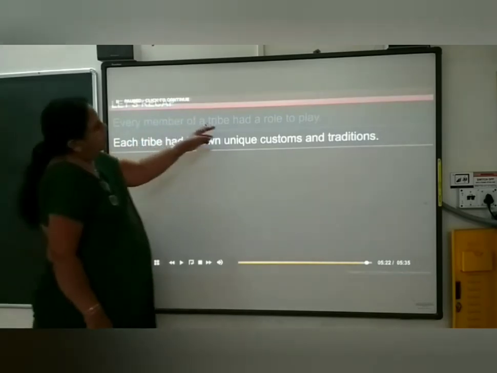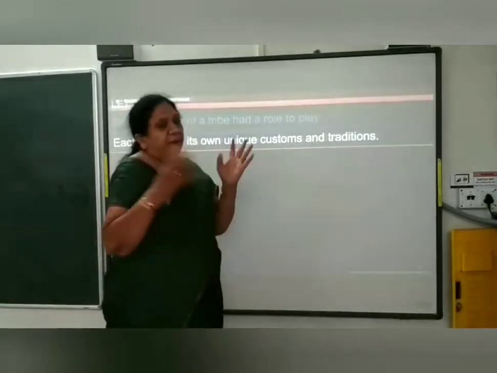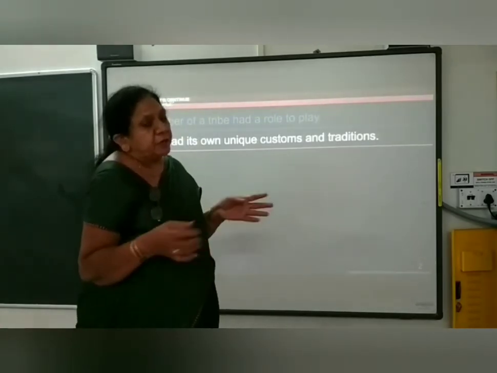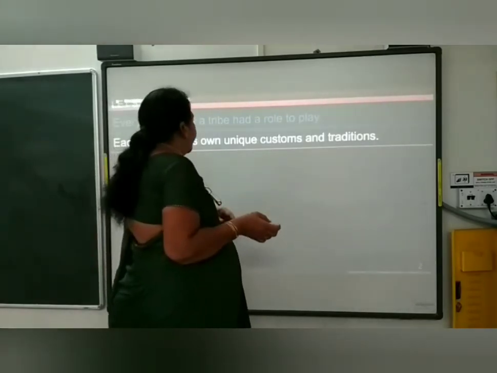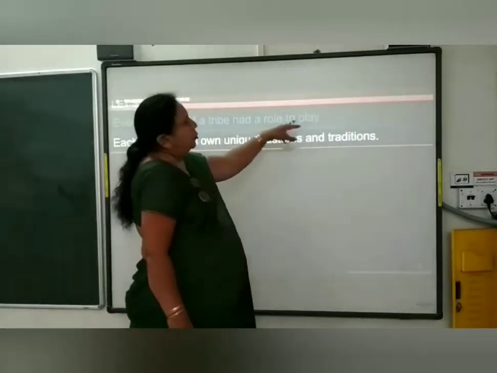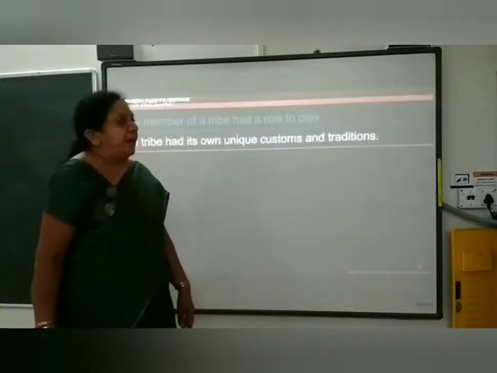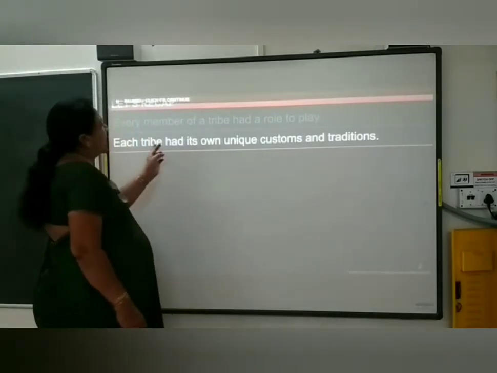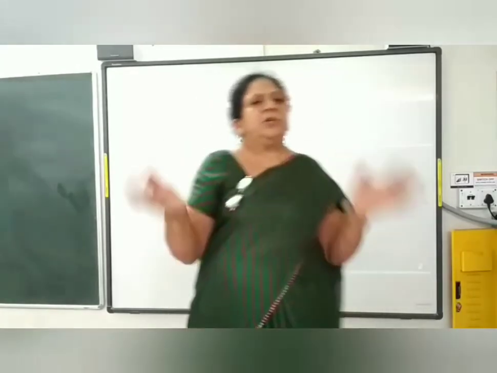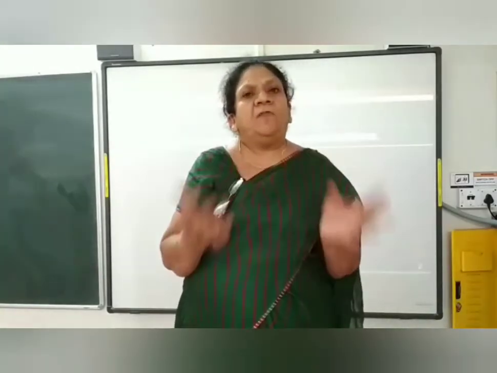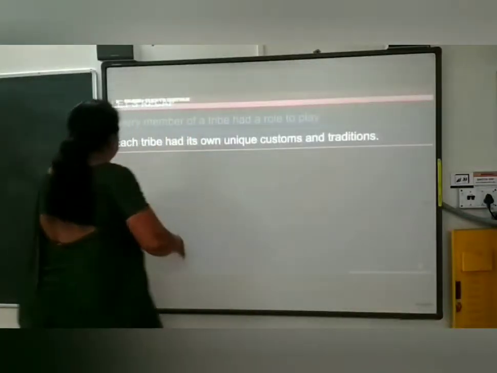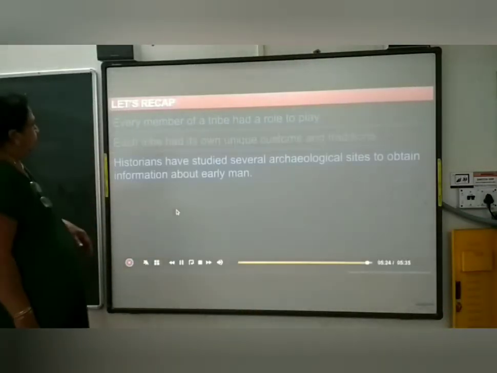See, every member of the tribe, they were called tribal people, they used to wear the leaves of the trees, and they lived a nomadic life. Now after that settled life, they were called the tribes and had a role to play. So every family member had to play a role. Each tribe had its own unique customs and traditions. They had their own customs, way of dance, way of living. So this is called their own customs and tradition.